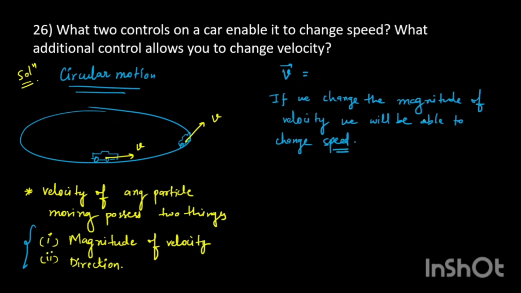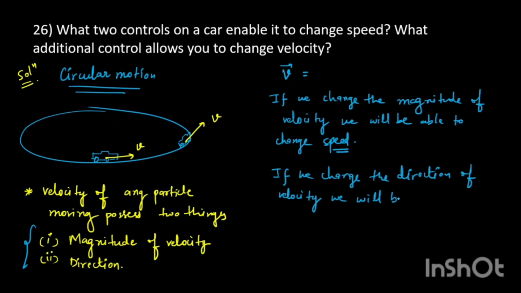Understand this thing. If we are changing the magnitude of the velocity, we'll be able to change the speed. The second part asks what additional control allows you to change velocity. If we change the direction, we will be able to change velocity. Now, these are two different things. When we are changing magnitude, we are changing speed only. But when we are changing direction, we are changing velocity. That is the most important thing.